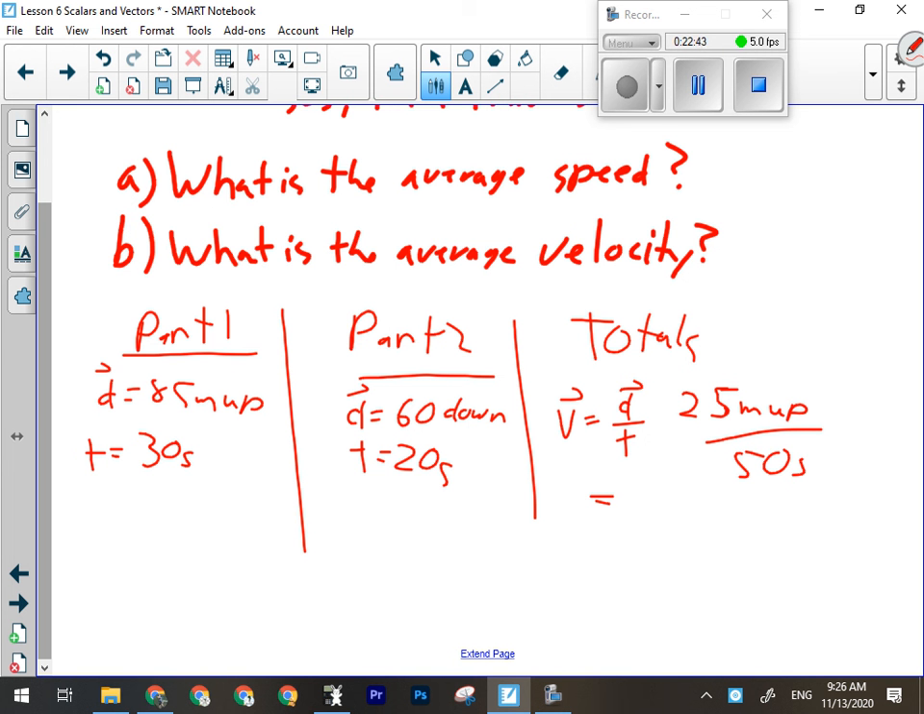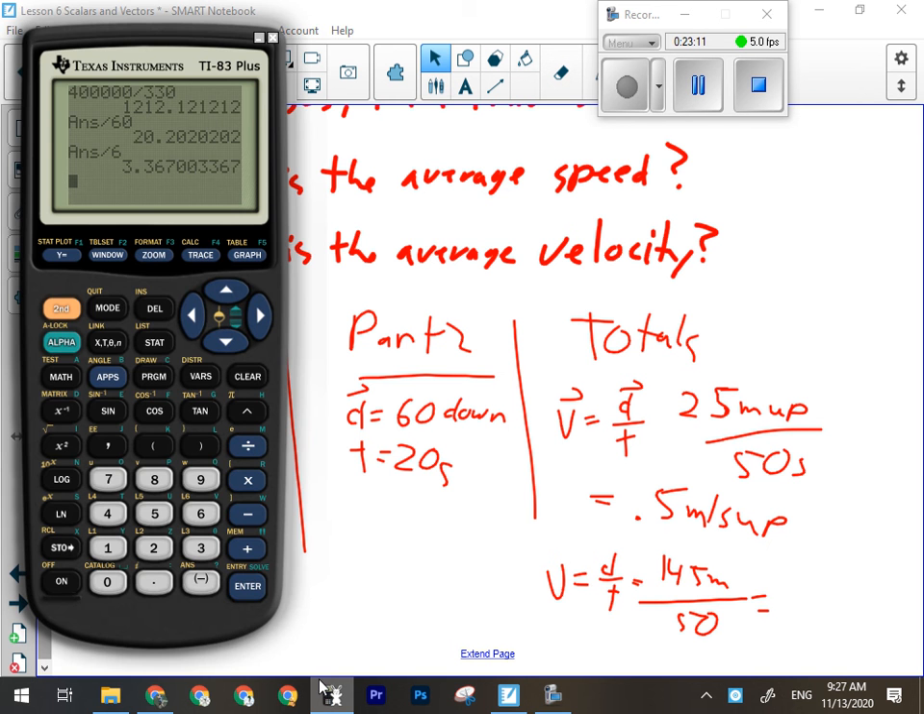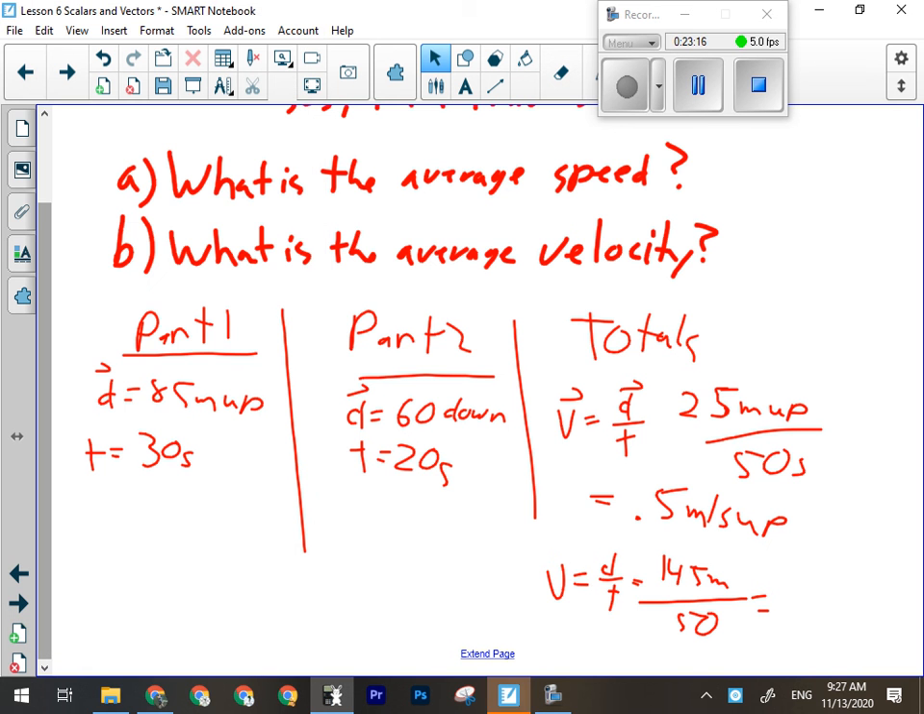Okay, all right, so that means it's going to be 25 meters up over 50 seconds, which makes the math easier. Okay, it's going to be 0.5 meters per second up. Okay, so that's our velocity. Okay, if we're looking at our speed, our average speed is going to be the total distance over the total time. Okay, the total distance is going to be 145 meters. Okay, and that's going to take 50 seconds. So that's going to be like 2 point something. Okay, 145 divided by 50, 2.9 meters per second.